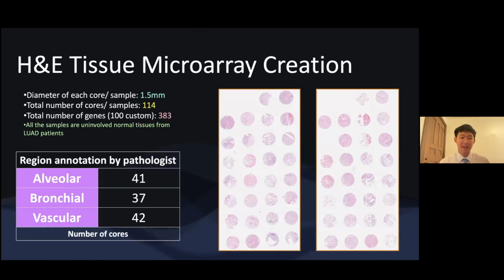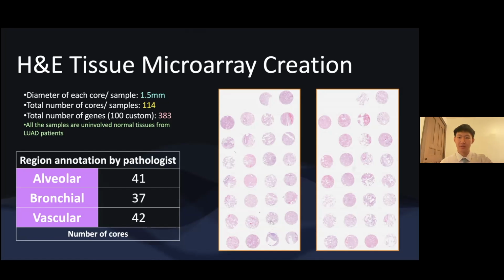So the first step of running Xenium is to create a tissue microarray, where me and the Li Lab helped run an H&E where we created samples and cored them out, where each core had a radius of 1.5 millimeters. And we had a total of 114 samples between the two Xenium runs and 383 genes that we were detecting specifically. And 100 of these genes were custom selected to be senescence markers for the purpose of studying senescence.